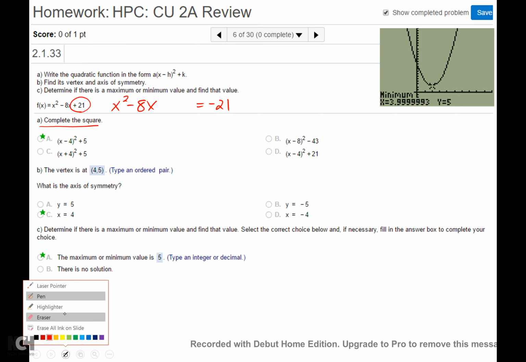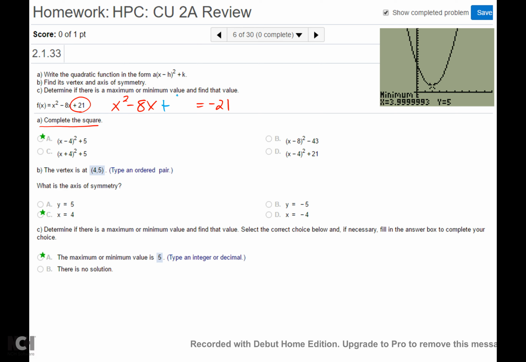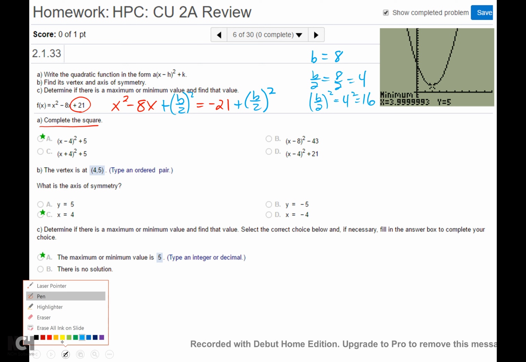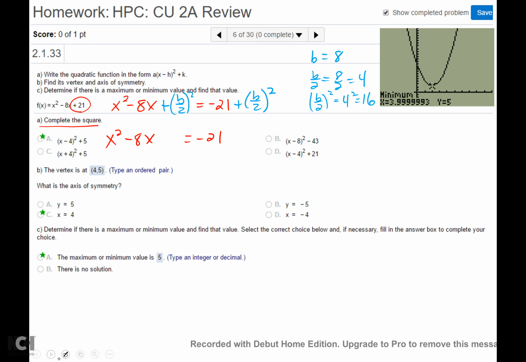Now, to complete the square, you add half of b squared to both sides. So to figure out what that is, I take my b, which is 8. I know it's negative, but once we square it, it's going to be positive, so it doesn't matter. Then I take half of that, which would be 4. Then I square that, which would be 4 squared, which would be 16. So what I'm going to do is add 16 to both sides, and that will complete my square.